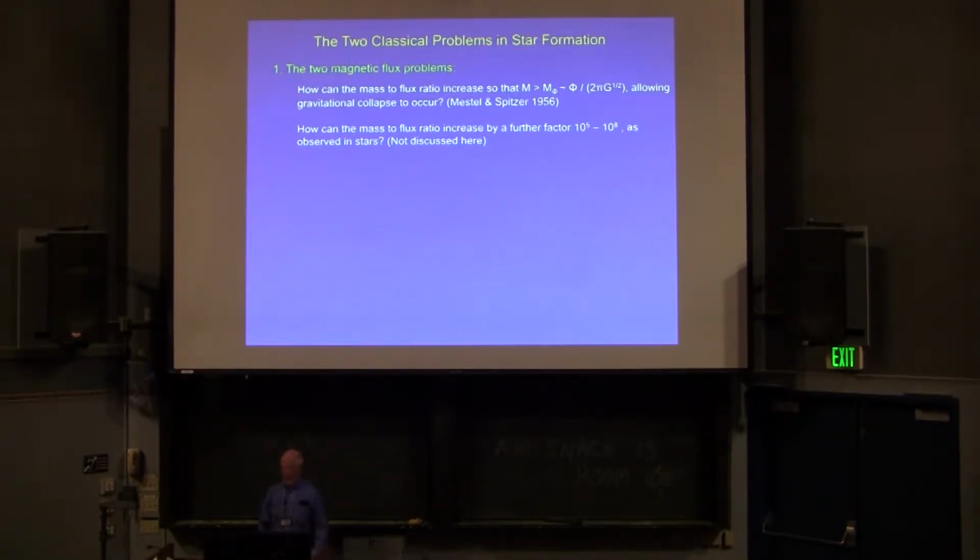So you may have read when you're studying star formation that there are two classical problems that emerged in these very early papers. And the first is the magnetic flux problem. In fact, there are two magnetic flux problems. The first one is, how is it possible for the amount of gas to build up so that it can overcome the effects of the magnetic field? In other words, get the mass to be bigger than this magnetic critical mass, M sub phi.